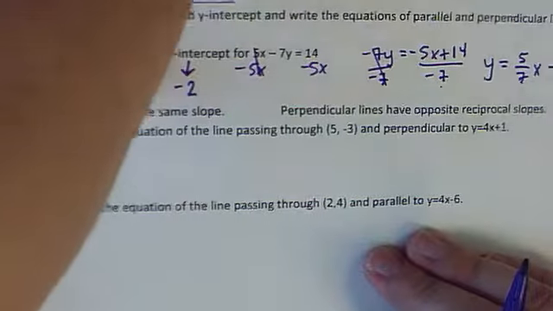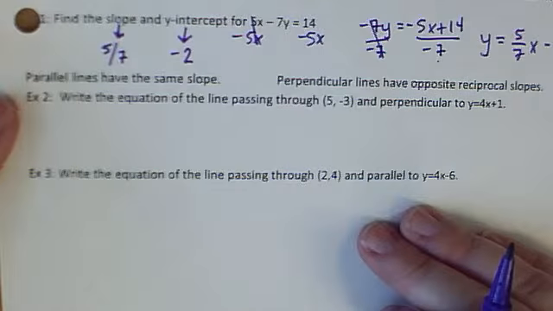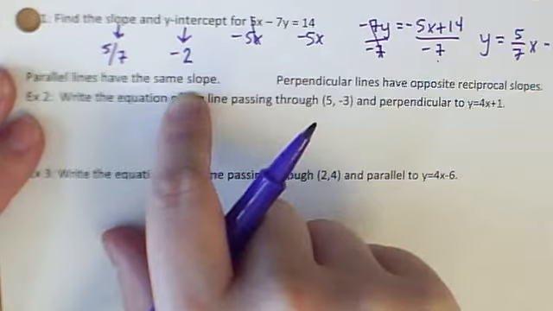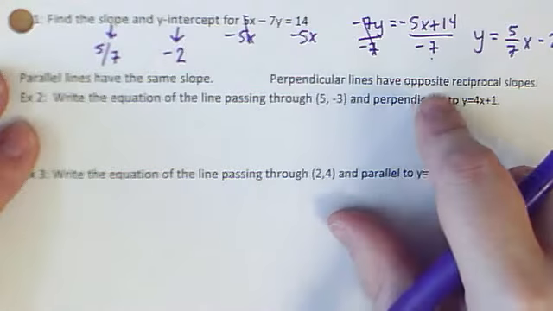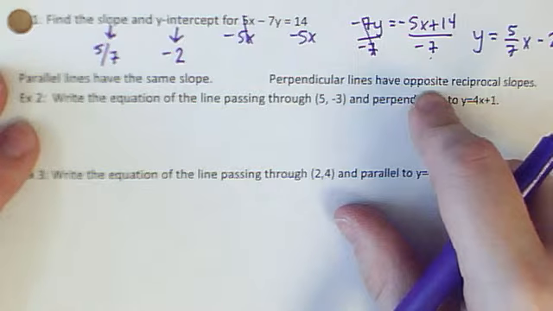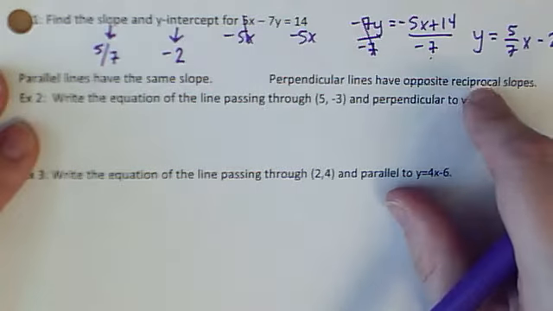Alright, so next we bring up parallel and perpendicular. Whenever we're talking about parallel lines, they have to have the same slope in order for them to never cross. Perpendicular lines have the opposite, which means your sign changes. So from positive to negative or negative to positive, and reciprocal means you take that number and you're going to flip it.